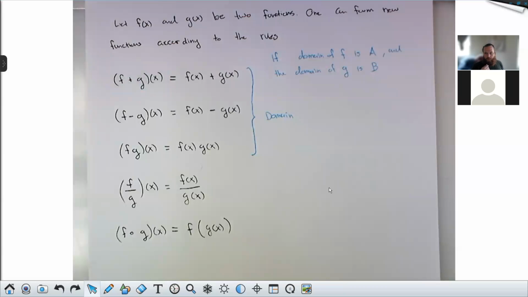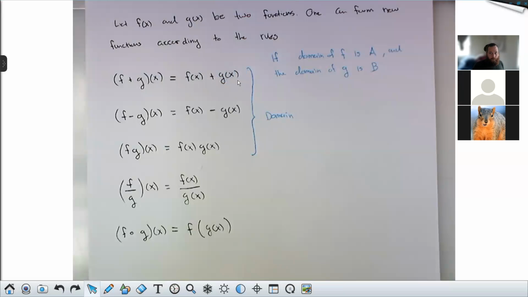Shout out or just type in chat. What do we think? No. No. Very good. So if 2 is in the domain of f, but not in the domain of g, then I cannot plug it in here, because to plug 2 in here would mean I'm going to plug 2 into f, I'm going to plug 2 into g, and I'm going to add them up. Well, if 2 isn't in the domain of g, then g of 2 doesn't exist.